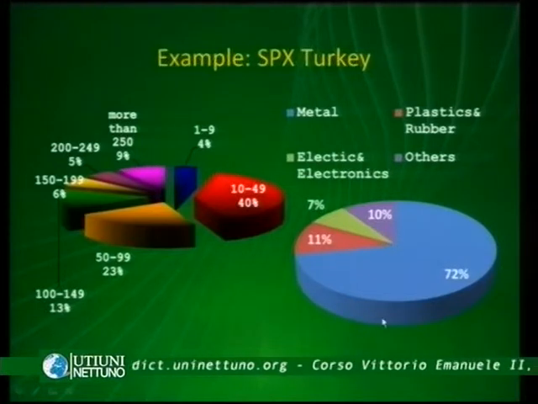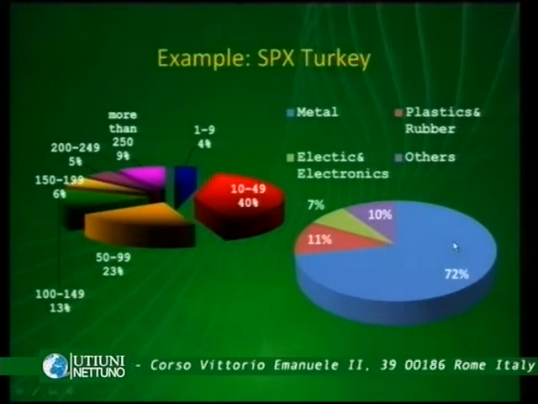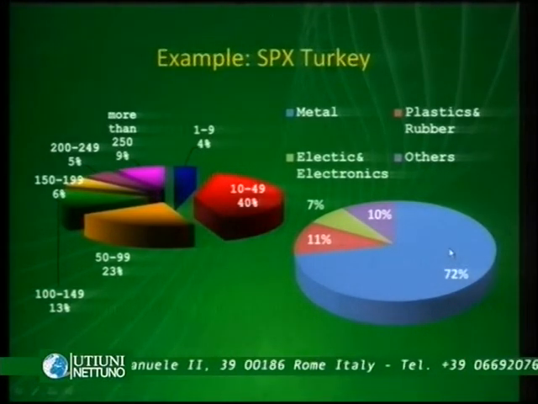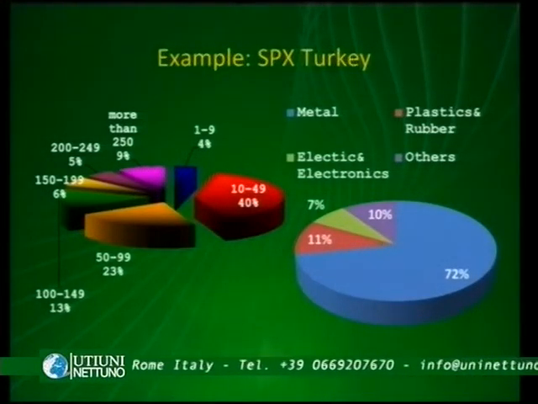In terms of sectors, what we see is that the majority of firms collected by SPX Turkey comes from the metal sector, as well as plastics and rubber, electronics and other sectors.